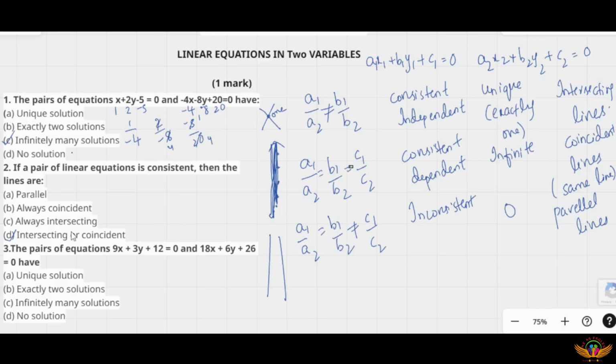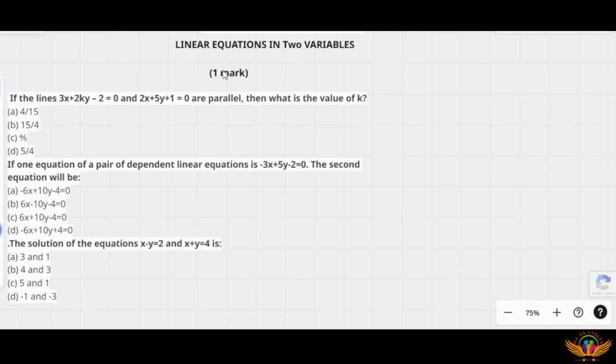Third one, the pair of equations, the 2 equations are given, and again we have to solve a1 by a2: 9 by 18 is 1 by 2, 3 by 6 is also 1 by 2, and 12 by 26 is not 1 by 2. So here what is happening? Only a1 by a2 is equal to b1 by b2 and it is not equal to c1 by c2. Hence it is an inconsistent equation, and also it has parallel lines. It has no solution. Hence the option D is the answer. Let us move to the next question.